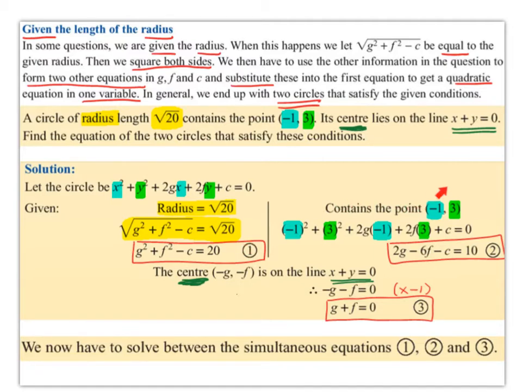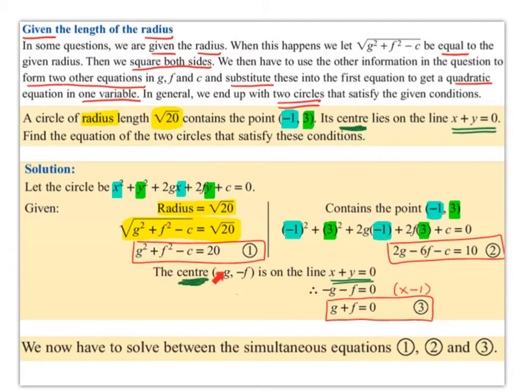We know that it contains the point (-1, 3). So we swap each of our x's in our circle equation for -1 with brackets, and we swap each of our y's for 3 with brackets. Multiplying out the brackets and bringing the constant over to the right, we get 2g minus 6f minus c is equal to 10. So this is equation 2.